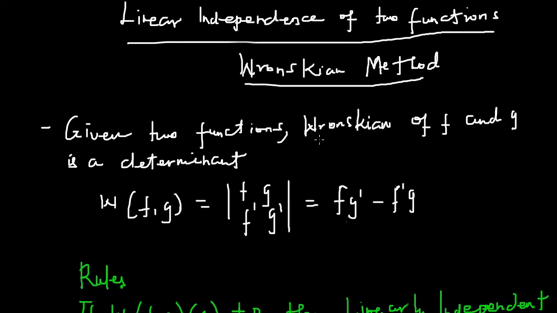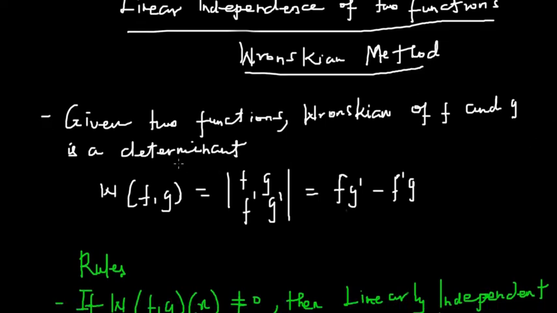Okay, so in this video we'll be using the Wronskian method. The Wronskian method is simply just like finding the determinant of a matrix, but this implies some form of differentiation. So let's see what this method is all about.